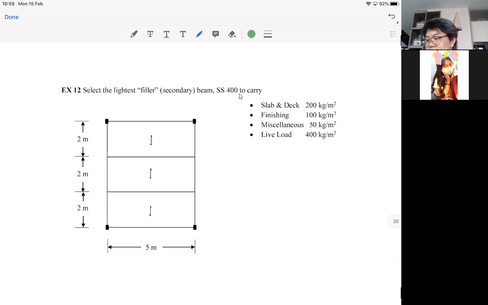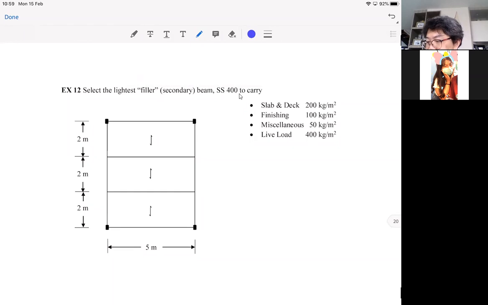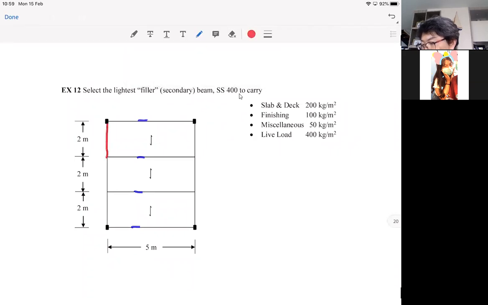Let's say here in the problem that we select the lightest filler or secondary beam for this. So right here, this is your secondary beam, right? This one, this one, this one, and this one, okay? The one in this direction is a primary one. We don't do that, okay? We're going to do the secondary one. So the filler beam will be, in fact, these 4. But let me say these 2, okay?